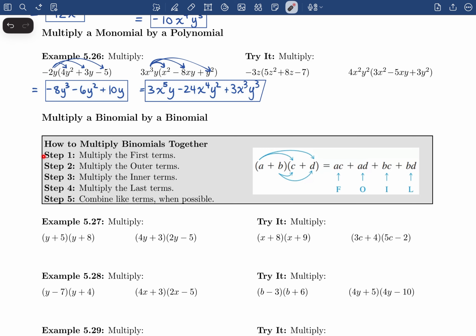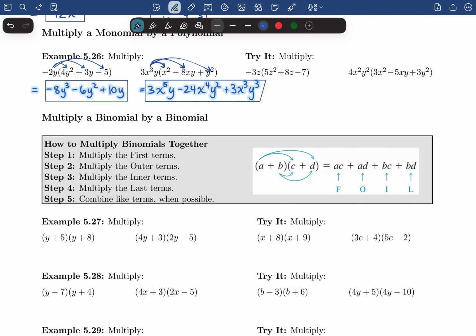Step 1 is to multiply the first terms together. Step 2, multiply the outer terms. Step 3, multiply the inner terms. And step 4, multiply the last terms together. Once you're done multiplying all of those terms together, step 5 is to combine any like terms when possible. So let me describe that a little better.